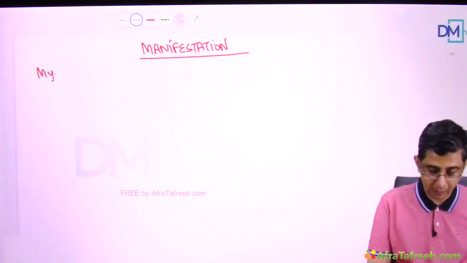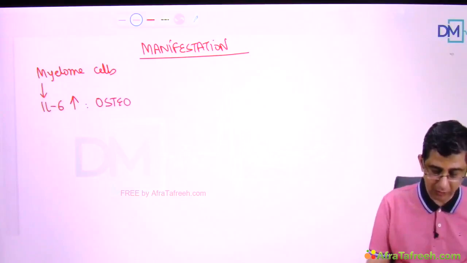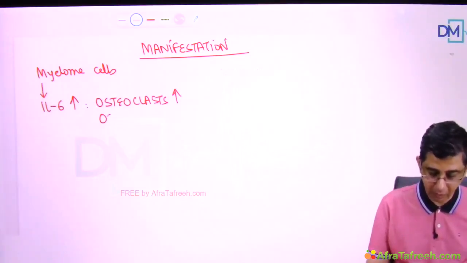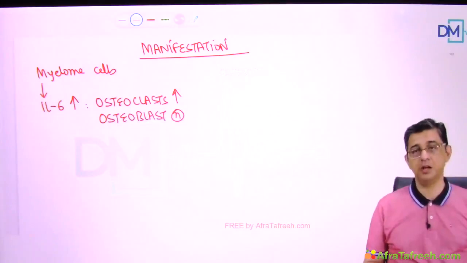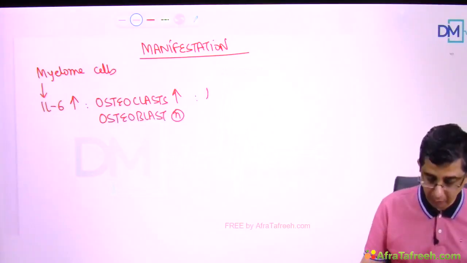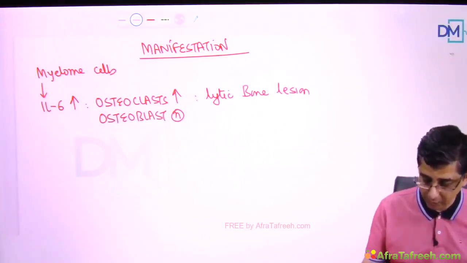One of the biggest problems encountered in this condition is that the myeloma cells are responsible for excess production of interleukin 6. This causes activation of the osteoclasts, whereas the osteoblastic activity remains normal in the patient. This explains why serum alkaline phosphatase is normal, but osteoclastic activity causes development of lytic bone lesions, which explains bone pain as one of the most common symptoms in patients of multiple myeloma.